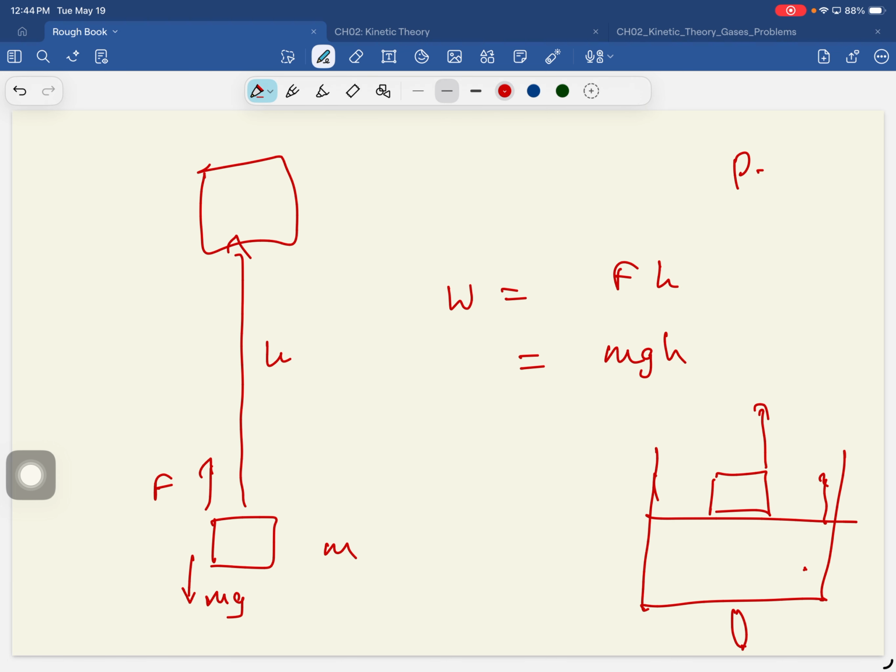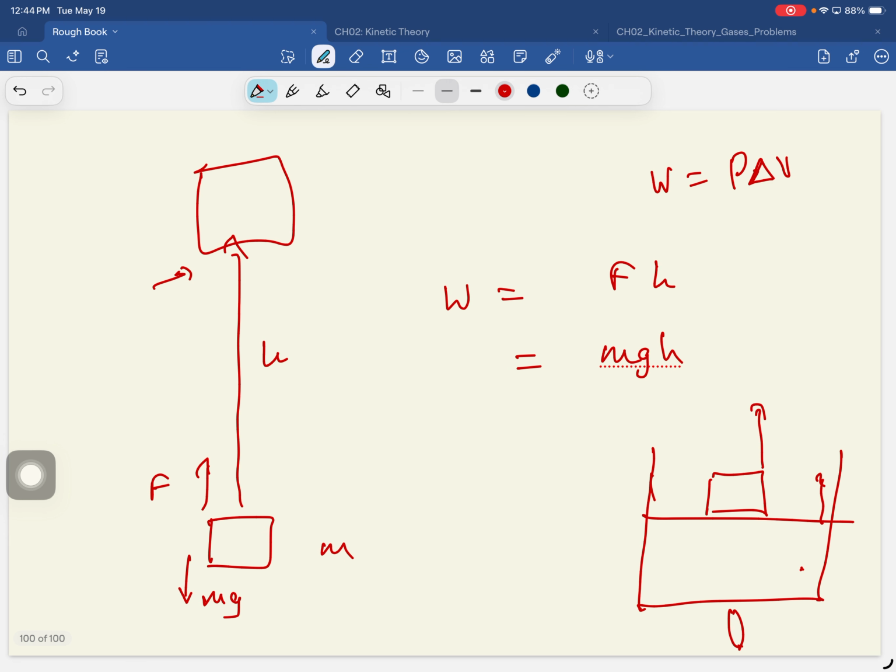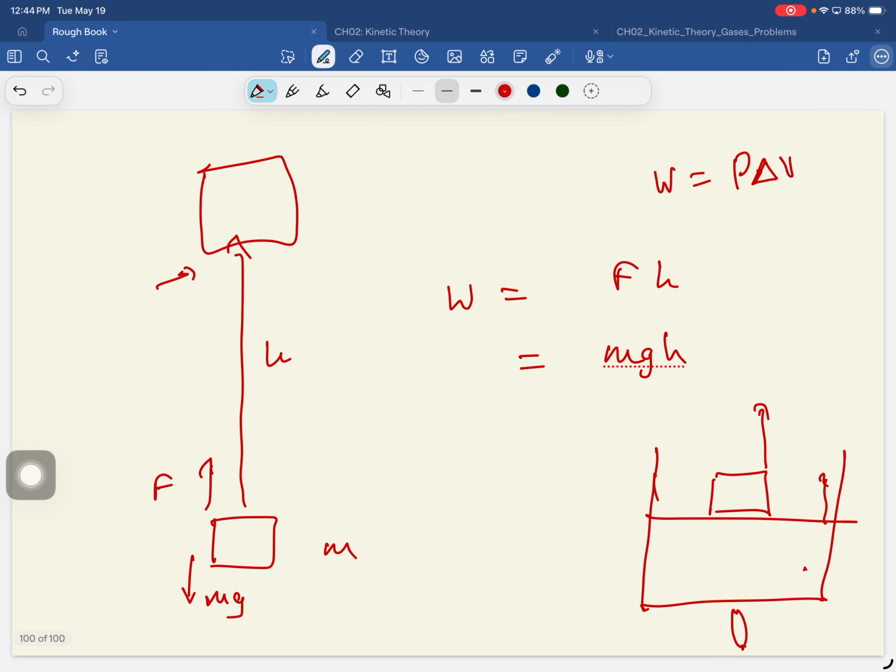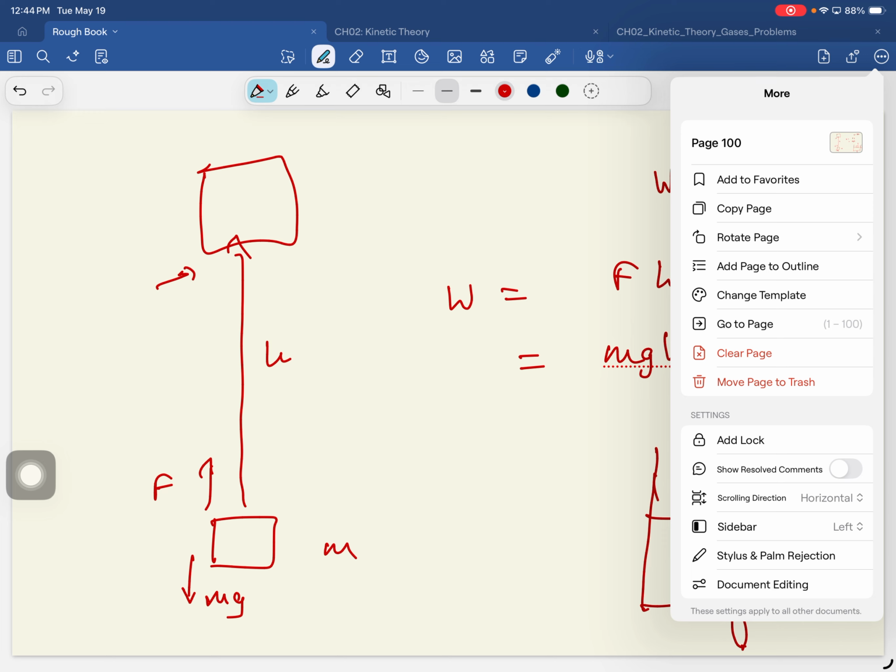PV equal to NkT. Okay. When the temperature is constant, these two are inversely related. So constant temperature processes are hyperbolas. If you plot NkT over V, if this is constant, as volume increases, pressure decreases, and they're hyperbolas. So along this curve, the temperature is constant. Those are called isotherms.